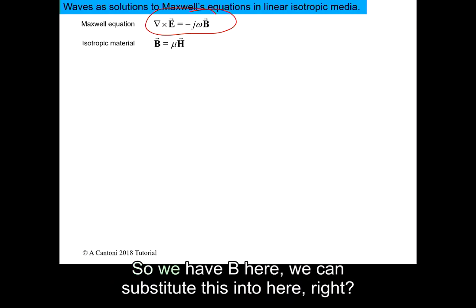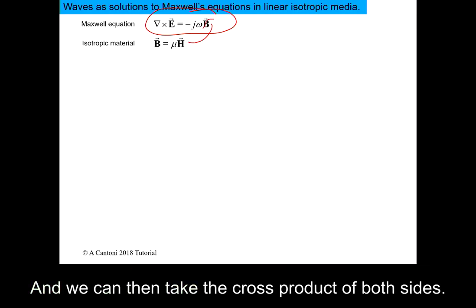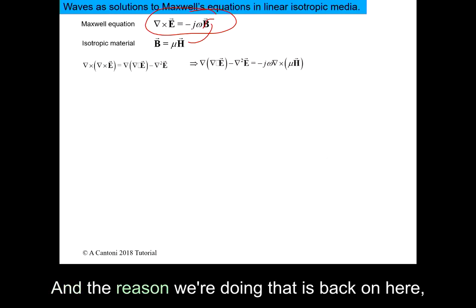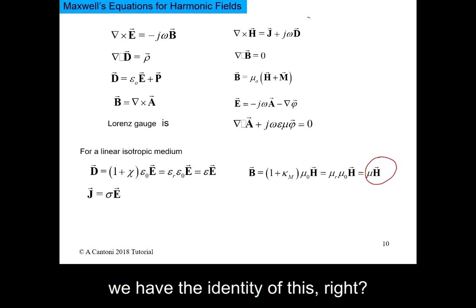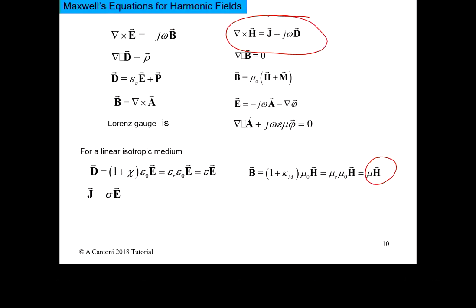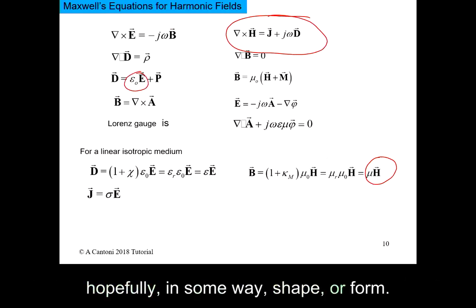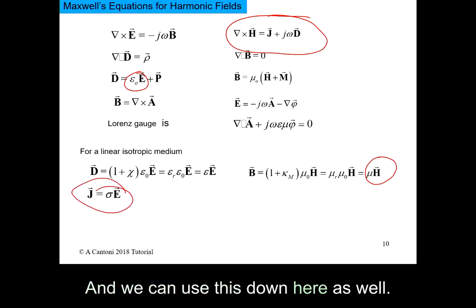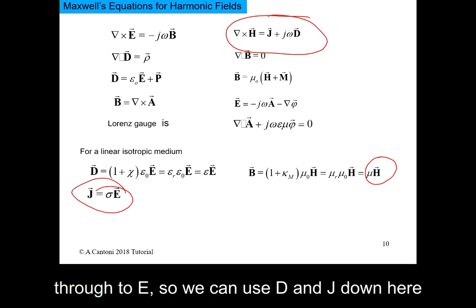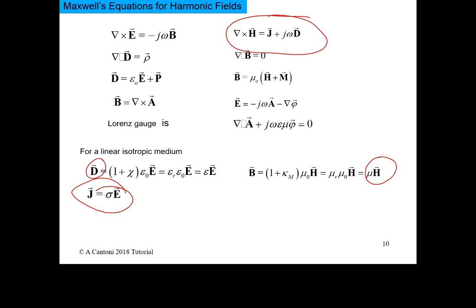So we have B here, we can substitute this into here, and we can then take the cross product of both sides. The reason we're doing that is back on here we have the identity of this, and if we find that, we can find something related to E, hopefully, in some way, shape or form. And we can use this down here as well. So really we're looking for a way to go from H through to E, so we can use D and J down here for isotropic materials.